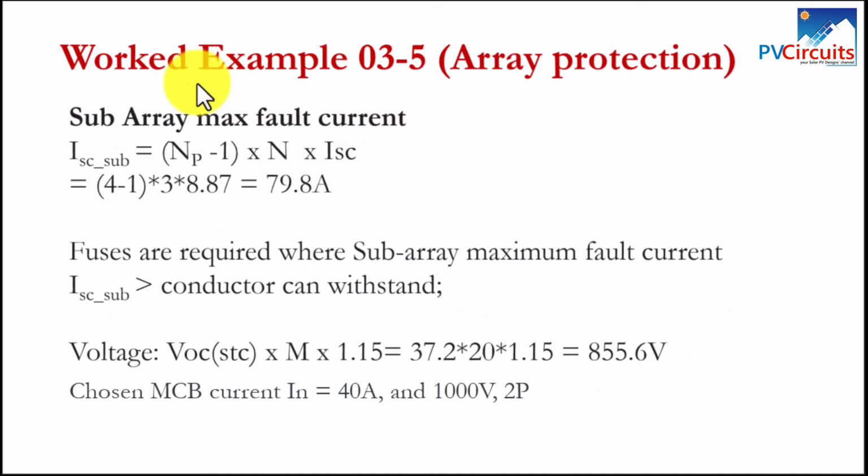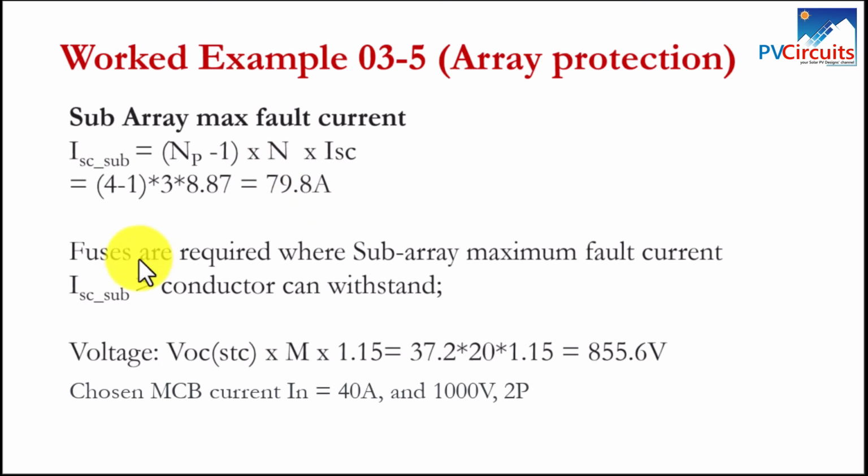So we see that the sub-array maximum fault current can be given by this equation here, which is the sub-array current equal to the number of strings in the sub-array minus the faulty one, times the number of sub-arrays, times the ISTC of the system. And this gives us 4 strings minus 1, times the 3 sub-arrays, times 8.87, the total current being 79.8 amps.